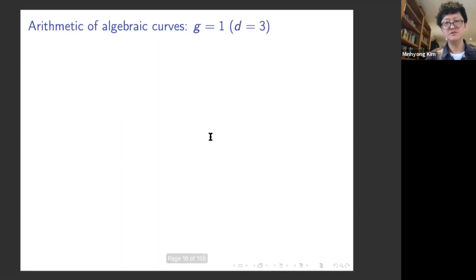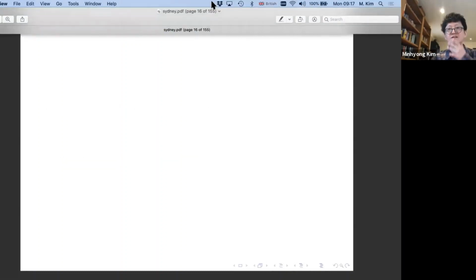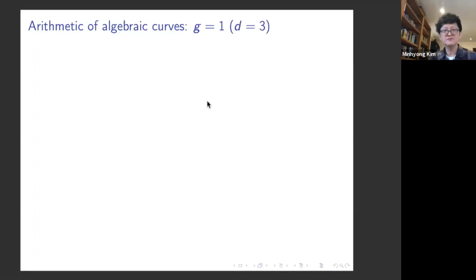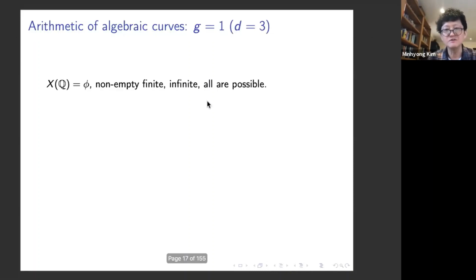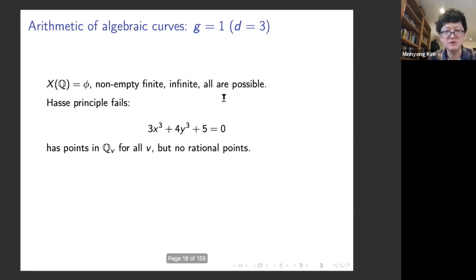Now, what happens in genus 1? So now already at this point, all hell breaks loose. Everything is harder. For one thing, the solution set might be empty, it might be non-empty finite, it might be infinite, all these possibilities exist. But furthermore, the Hasse principle I referred to earlier fails.